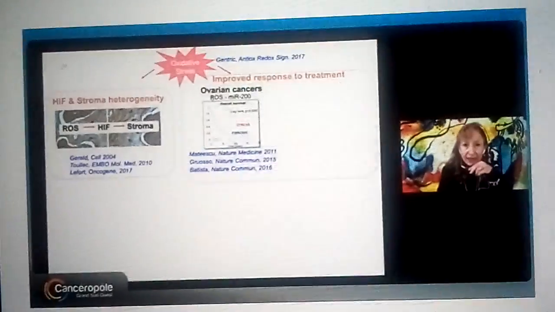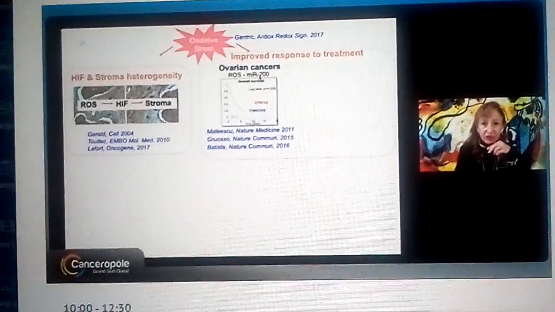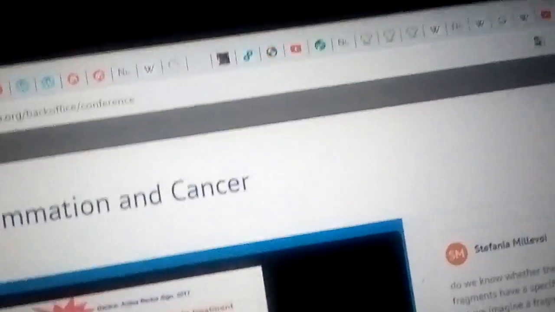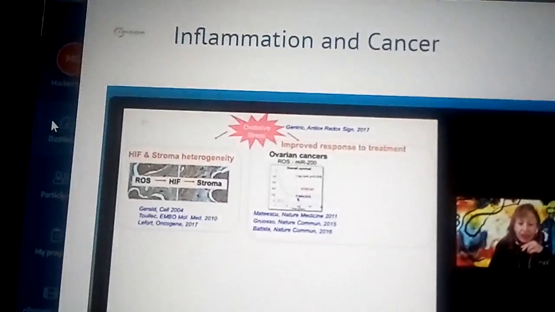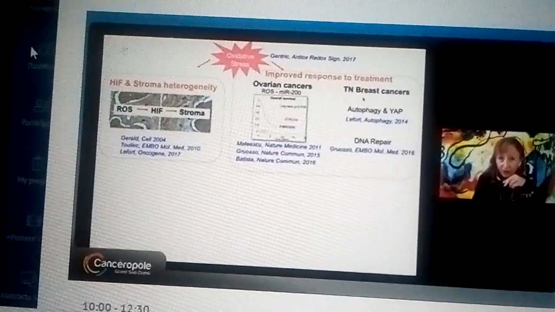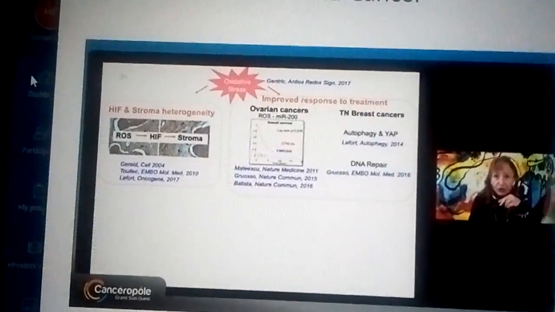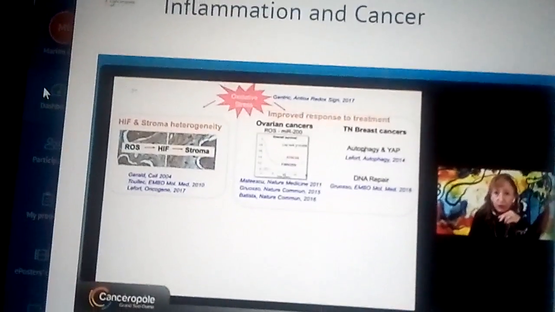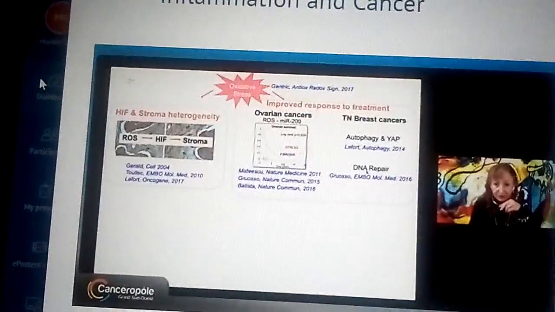And this we observed at first in ovarian tumors, where we established the link between reactive oxygen species and the MIR200 family members, and we found that patients with an oxidative stress signature survive much better than the fibrotic ones. In addition to that, we found exactly the same thing in triple-negative breast cancer, where oxidative stress signatures can be associated with improved survival, and we established two different mechanisms, one which is linked to autophagy and the YAP signaling pathway, and the other one to DNA repair.